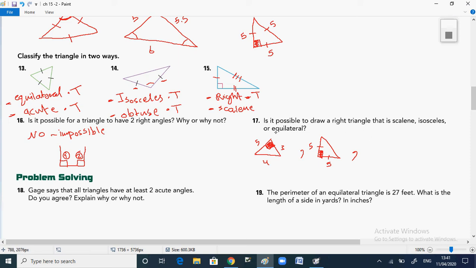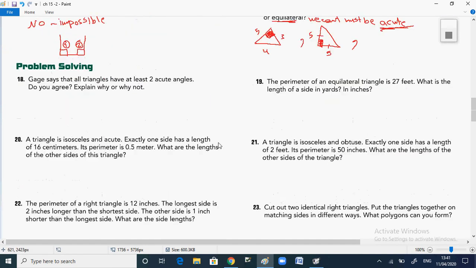But for equilateral, it's impossible. For equilateral, we can't, because the equilateral must be acute angle, not right angle. For scalene and isosceles, yes, we can.